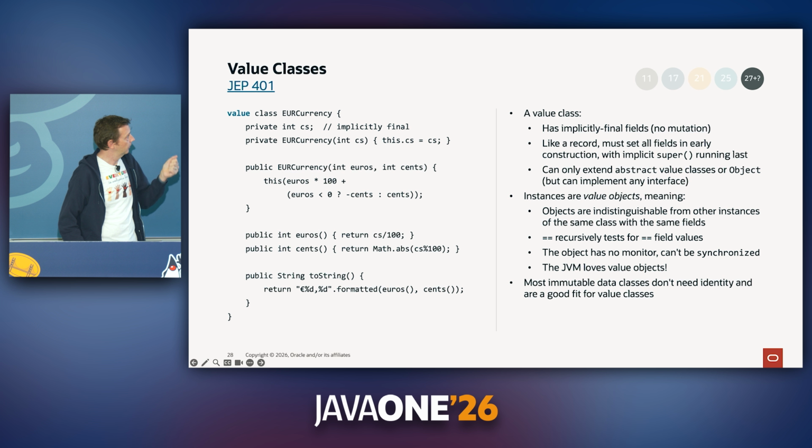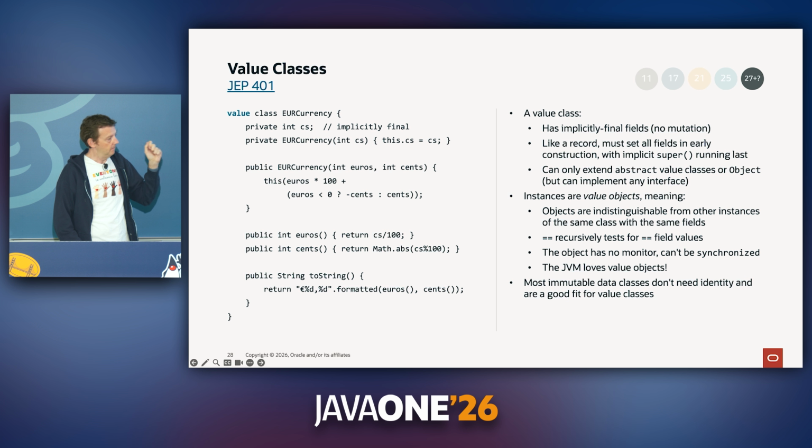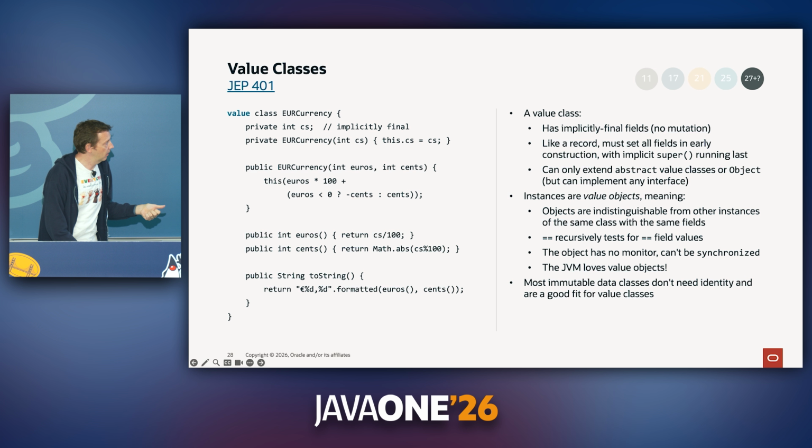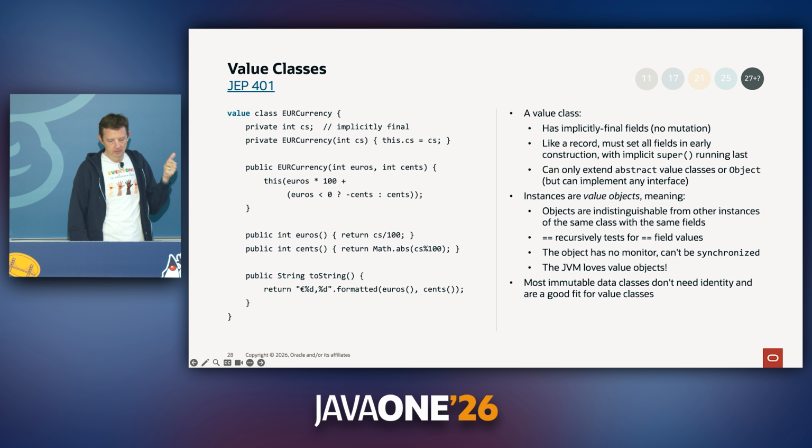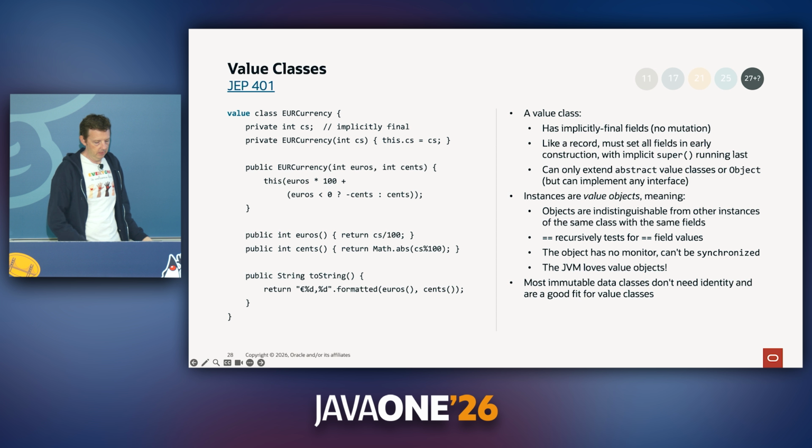So an example of that is value classes. The value keyword can be applied to other classes that aren't records. What it means is all the fields of this class are implicitly final. All the fields need to be set early, before the supercall. There's a special treatment of initializers and constructors in value classes where if there's an implicit super, that automatically gets placed at the end of the constructor to make this requirement easier to satisfy.